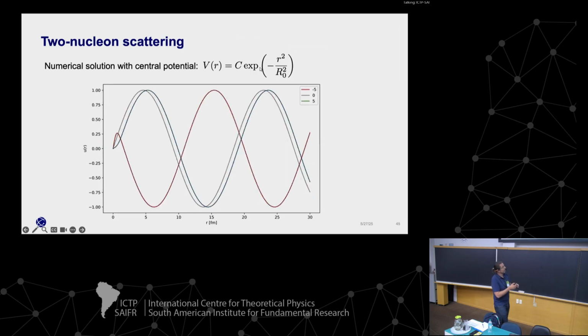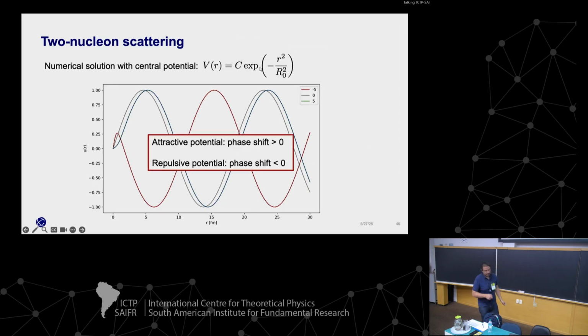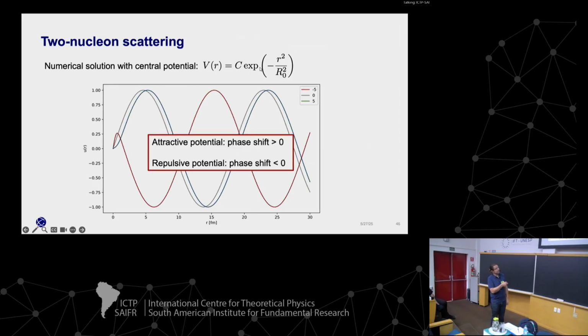So basically, attractive potential means positive phase shift. Repulsive potential means negative phase shift. So if we measure phase shifts, we can understand the sign of the interaction, for example.